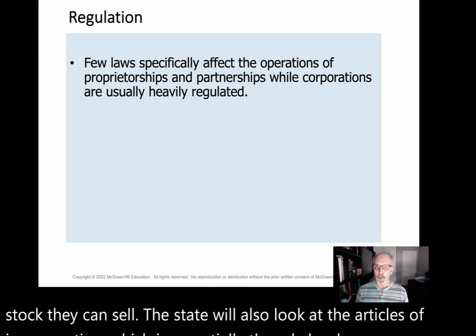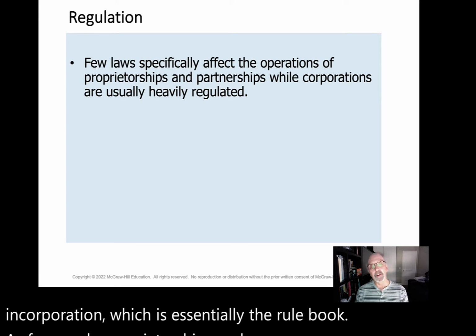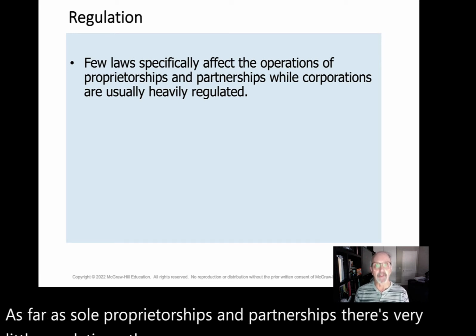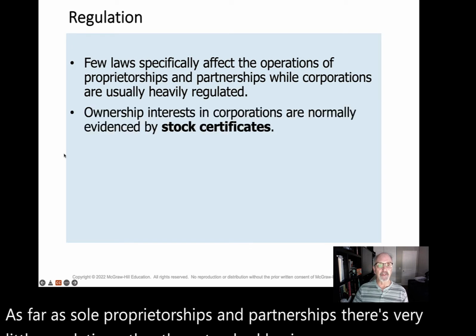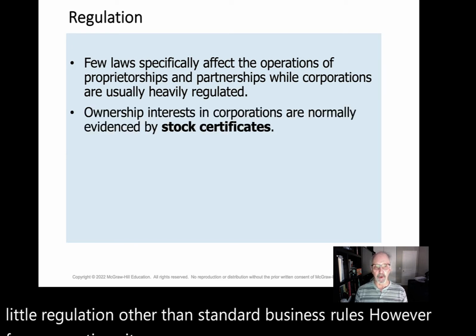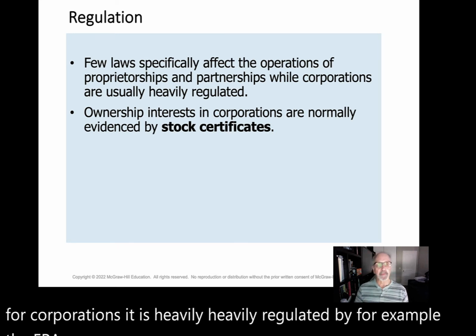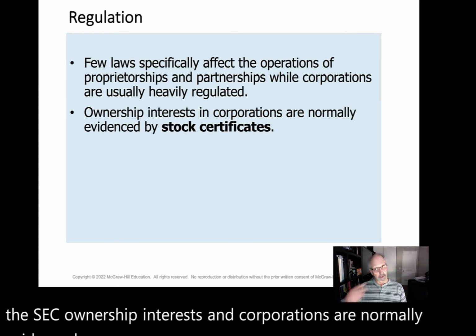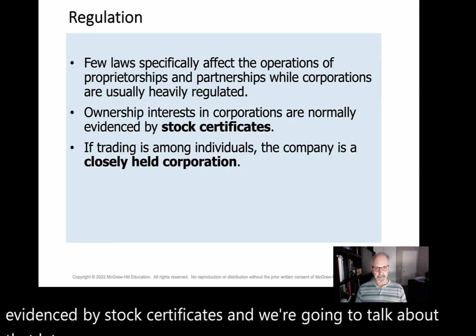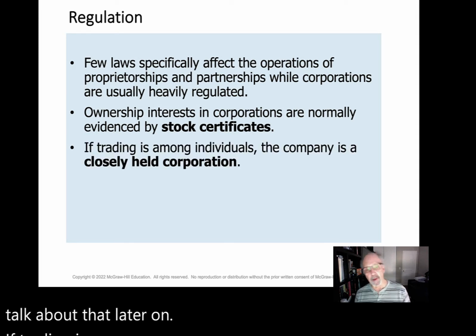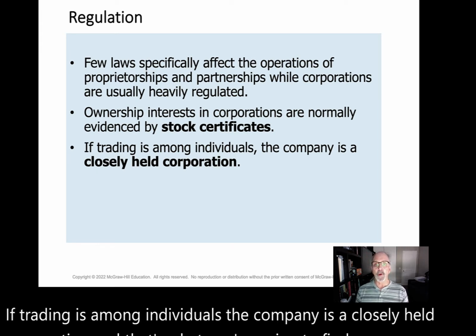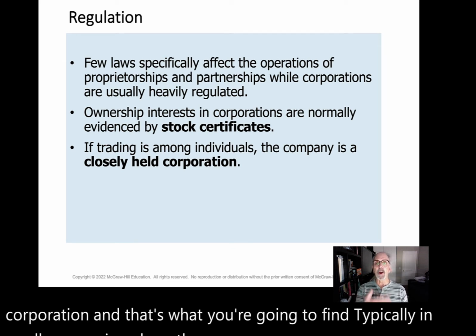As far as sole proprietorships and partnerships, there's very little regulation other than standard business rules. However, corporations are heavily, heavily regulated by, for example, the EPA, the SEC. Ownership interests in corporations are normally evidenced by stock certificates, and we're going to talk about that later on. If trading is among individuals, the company is a closely held corporation. And that's what you're going to find typically in small companies where the family owns the business. So the family owns all the stock.